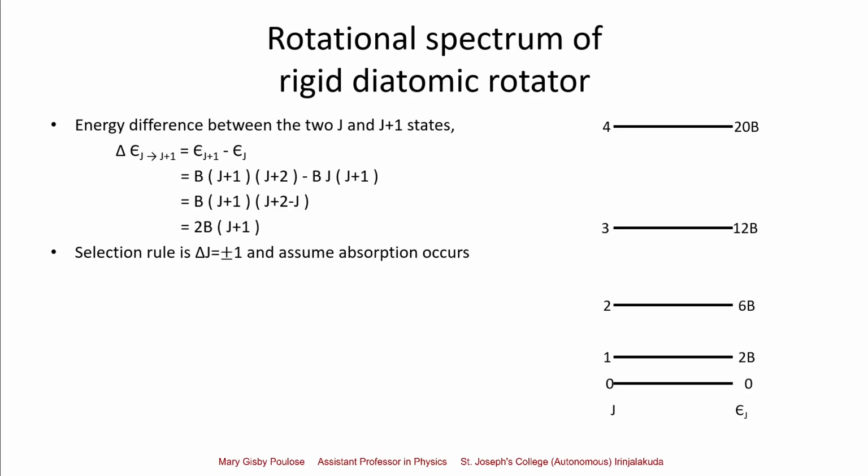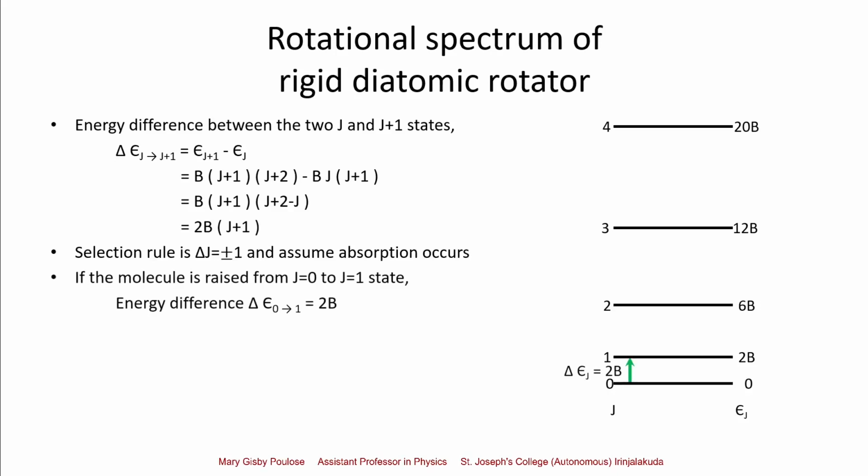Now in rotational spectroscopy, it is said that the molecule cannot behave on its own. It has to follow certain rules, transition rules. And one of the rules is its selection rule, that is delta J, the change in the energy level, can be only plus or minus 1. Plus 1 represents absorption, that is, the molecule is shifting from a lower energy level to the next higher energy level. And minus 1 represents emission, that is, the molecule is shifting from the higher level to the next lower level. Let us assume absorption first.